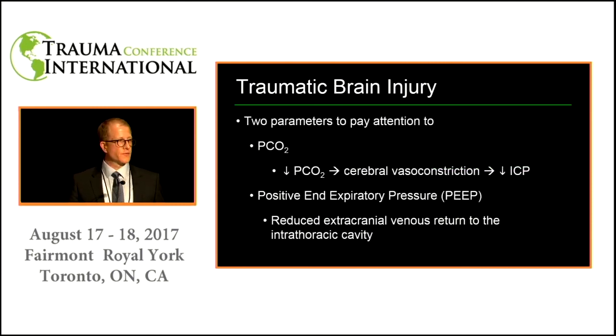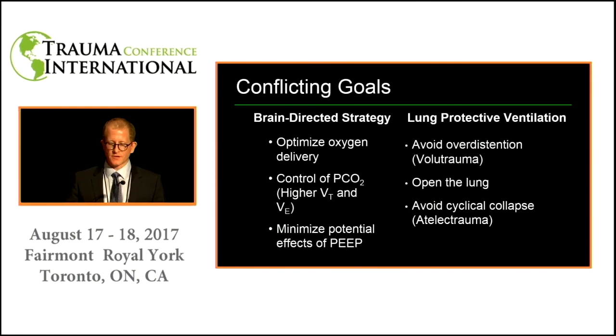So the two parameters that we really want to pay attention to here is the PCO2. And with a decrease in this PCO2, what happens is you get constriction of the cerebral blood vessels, resulting in decreased ICP. The second parameter we want to pay attention to is the positive pressure, or the positive end expiratory pressure, which limits the amount of venous return to the thoracic cavity, causing intracranial venous outflow obstruction.